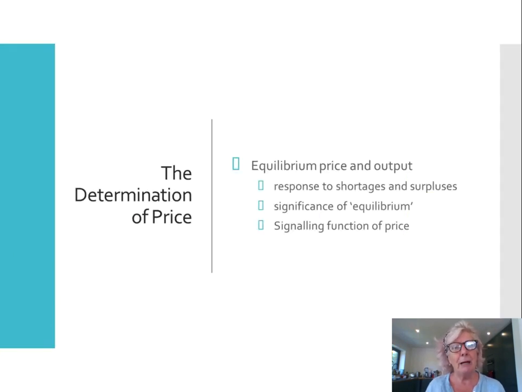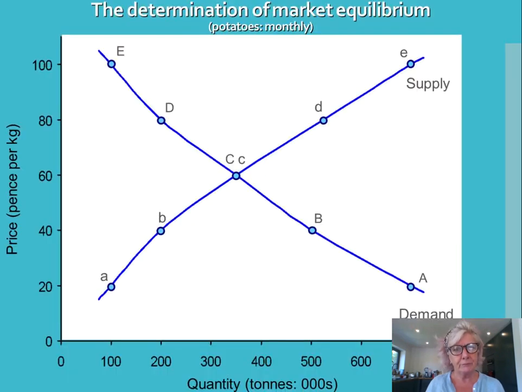Now that we're thinking about market equilibrium, we're going to put those two curves together. So we're going to be looking at equilibrium price and output and how supply and demand come together to determine price. We're going to look at what happens when there's a shortage or a surplus and the significance of that equilibrium. And we're going to also look at the signalling function of price, how prices send out a message or a signal to the market.